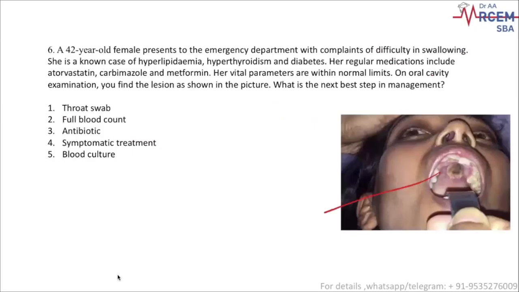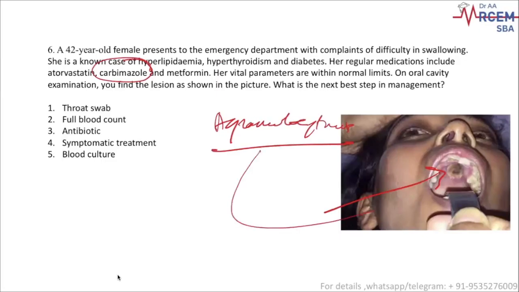So this is the oral lesion I was talking about. Okay, this is necrotizing stomatitis. The patient is on carbimazole. Whenever they are on carbimazole, always think of agranulocytosis. Because of agranulocytosis, this patient can get predisposed to necrotizing stomatitis. It appears in this manner. So get a full blood count to see whether agranulocytosis is present or not. So the right answer here is the second one.